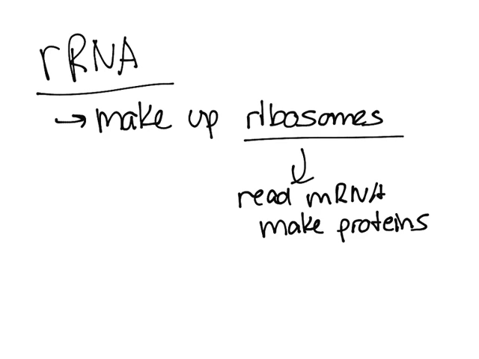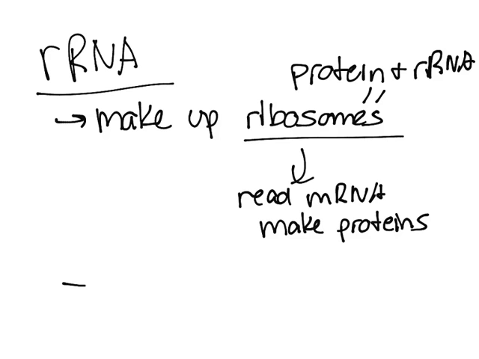So ribosomes are made up of rRNA as well as protein. Protein plus rRNA equals ribosomes. And rRNA is made in the nucleoli.